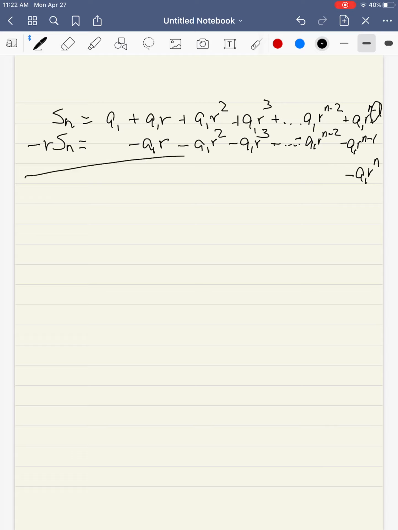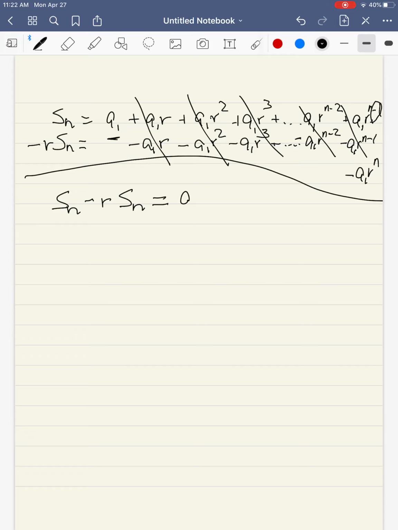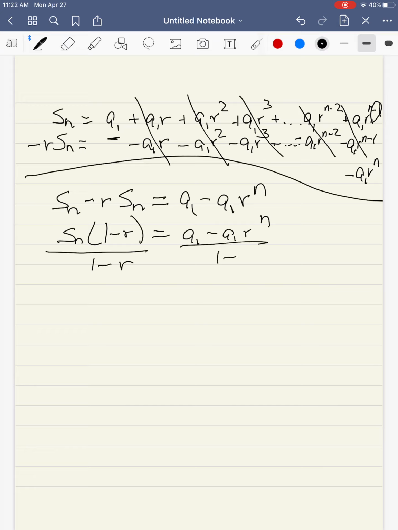Alright, so now what we're going to do is add these together. And so what happens is all of these terms in between cancel out, and we're left with S sub n minus r S sub n is equal to a1 minus a1 r to the nth power. And we're trying to solve for the sum of the first n terms, so we'll factor out the S sub n, and this will be 1 minus r. And then to get S sub n by itself, we divide both sides by 1 minus r. So there's the formula.